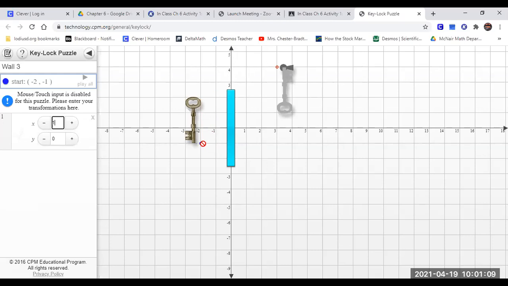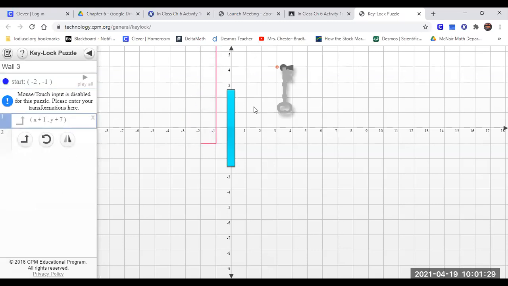So how much would get me to the top of the wall? Let's look. 1, 2, 3, 4 gets me to the top of the wall, right? Or just above the top of the wall. But my key is 3 big, so I need to go 3 extra. So I need to go 7. That way, my key is completely above.